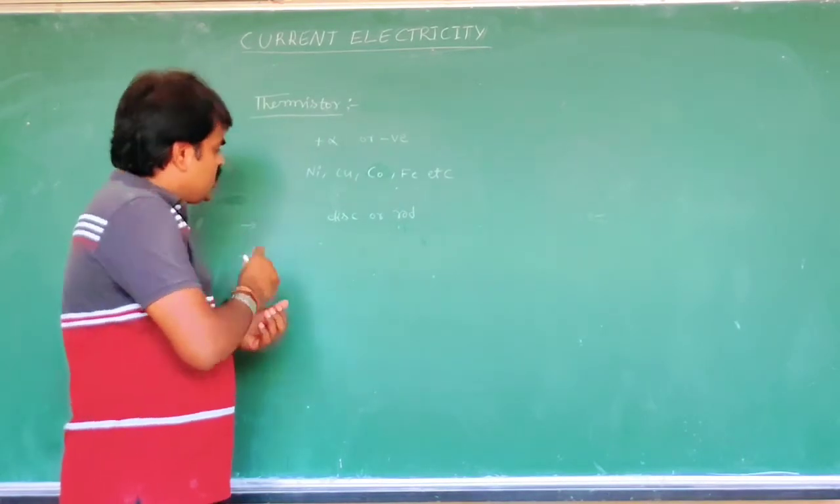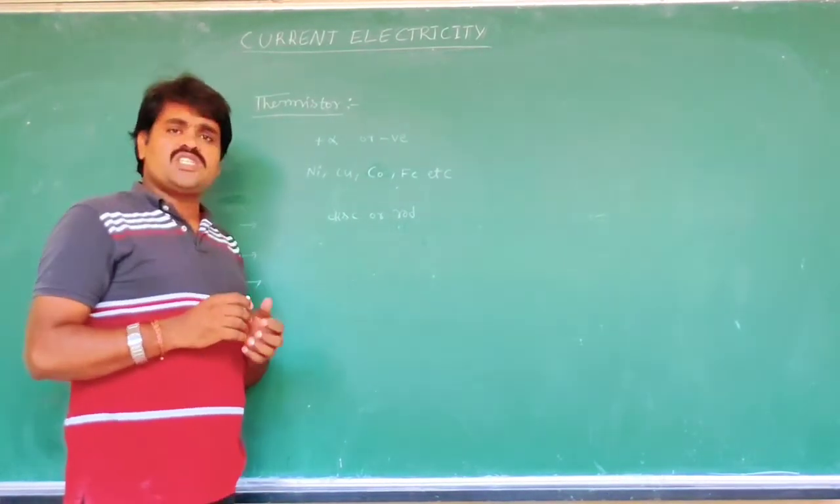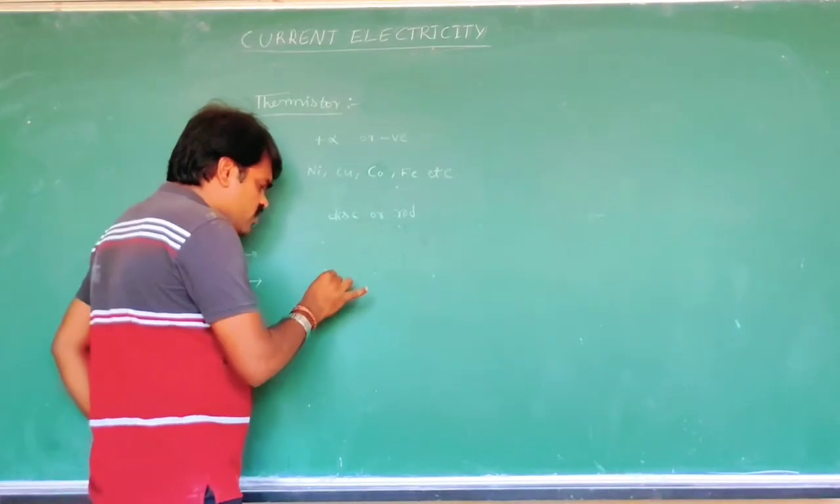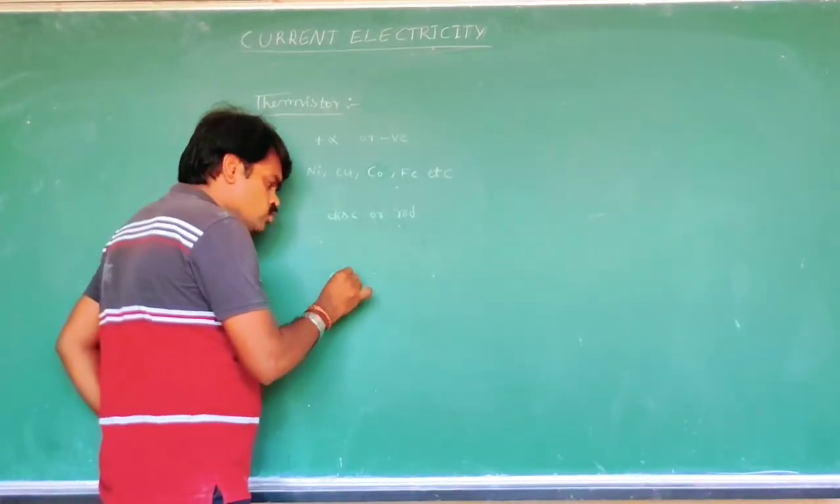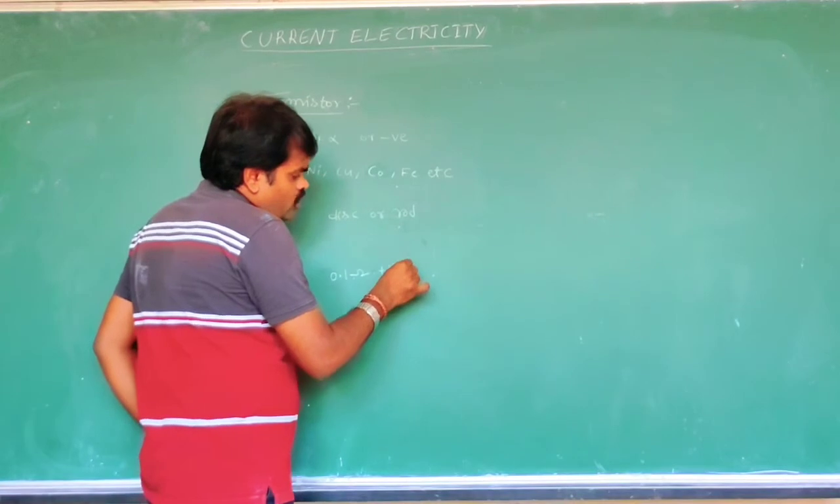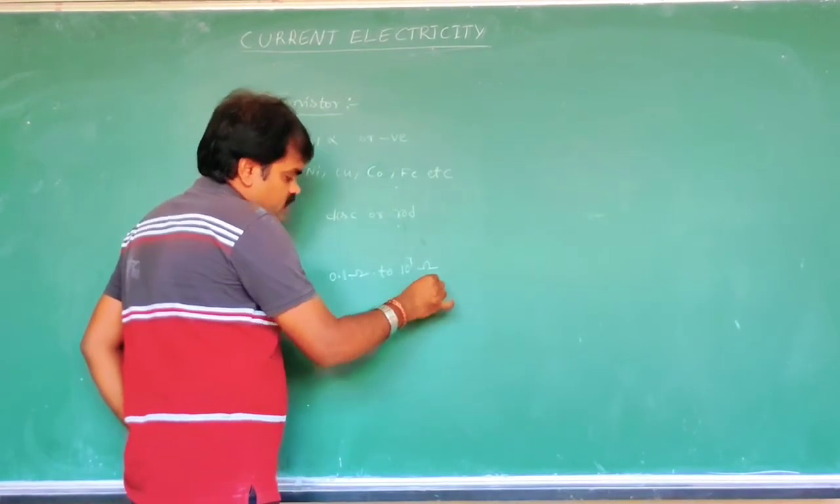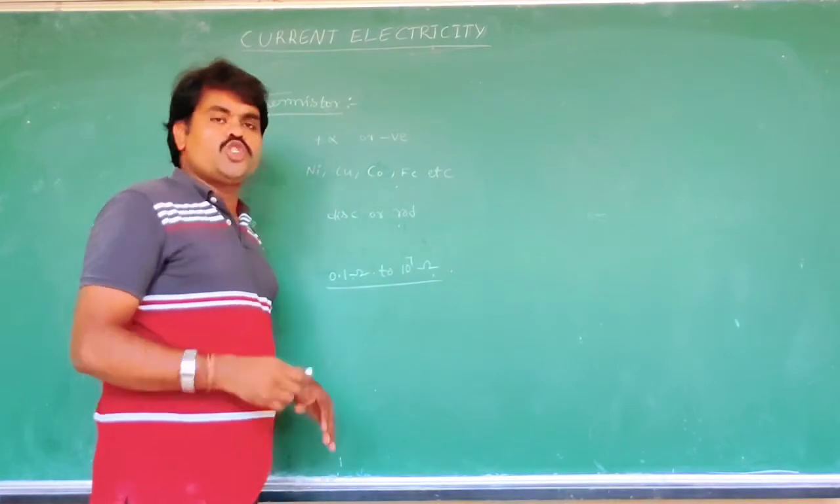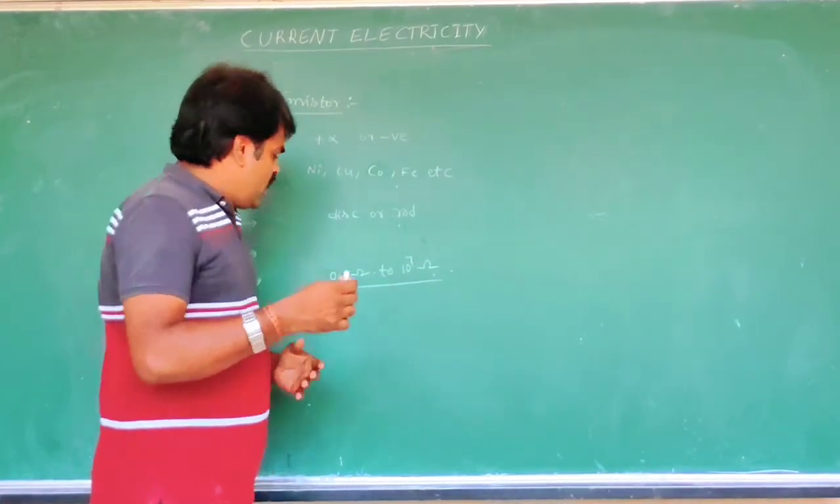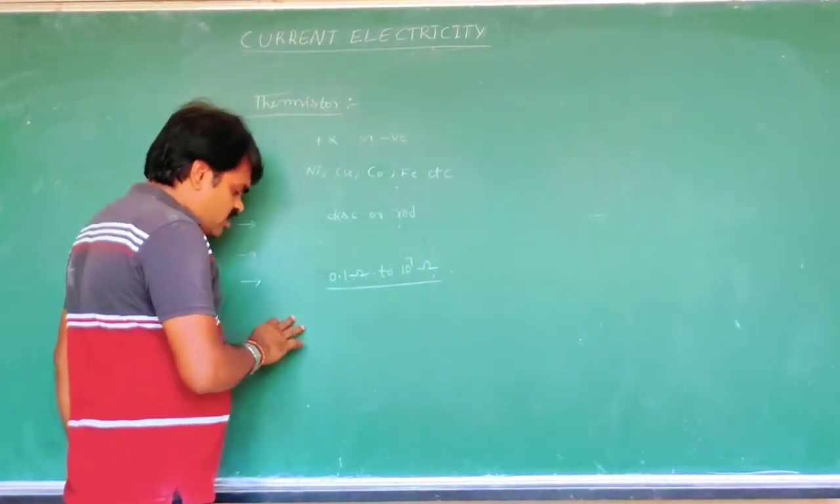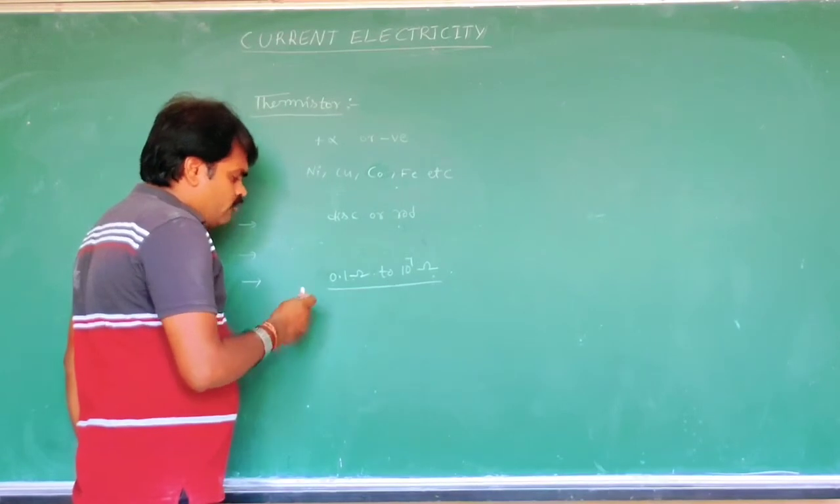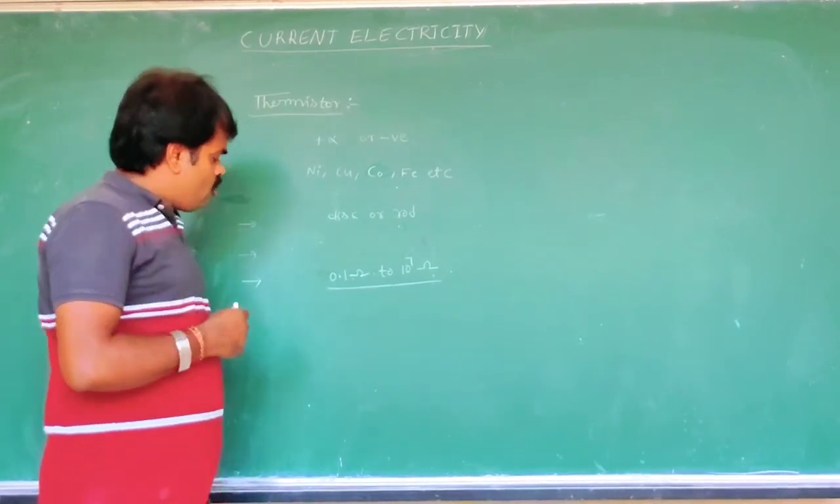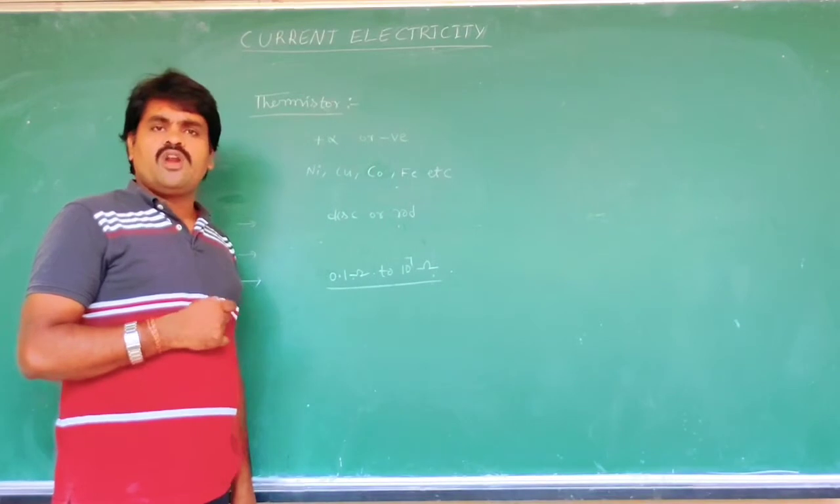The resistance of thermistors is in the range of 0.1 ohm to 10^7 ohms. It depends on its composition. The thermistors are useful over a wide range of temperature.